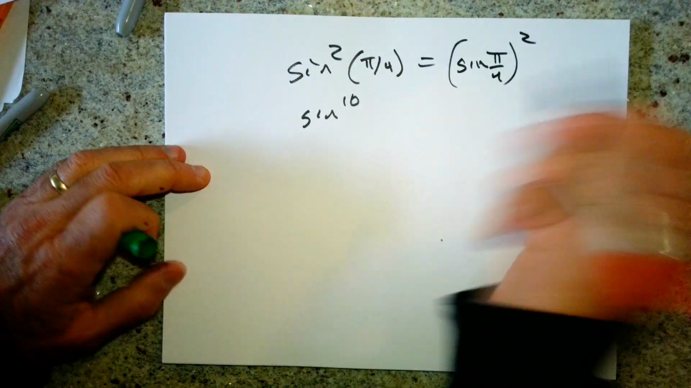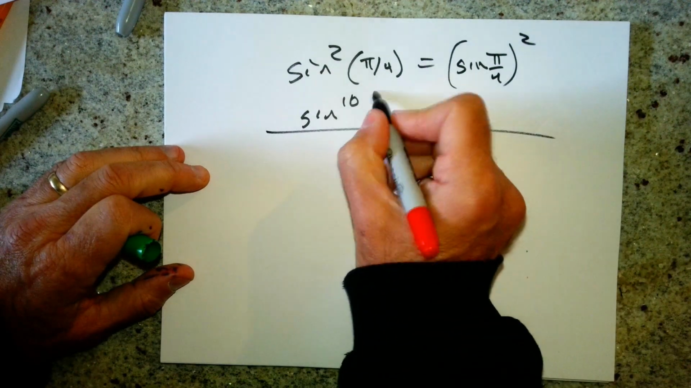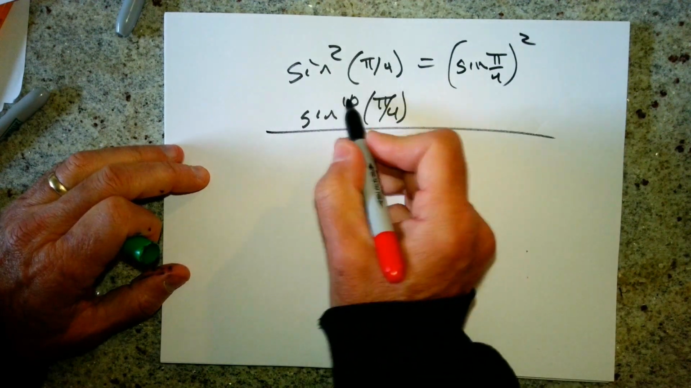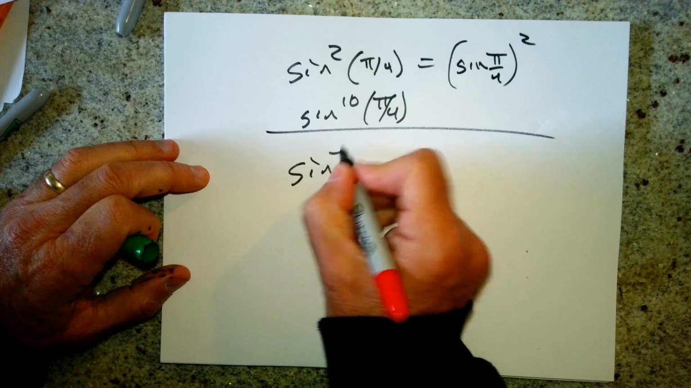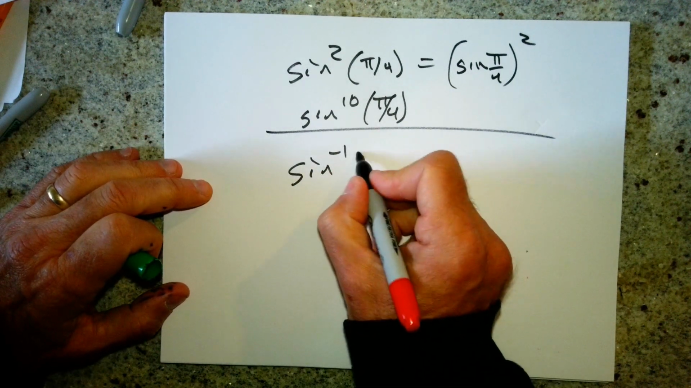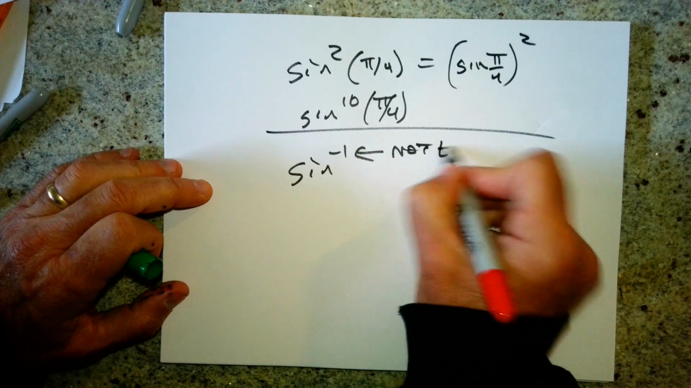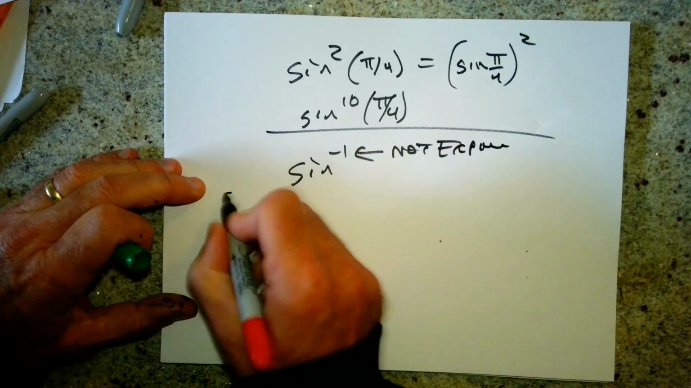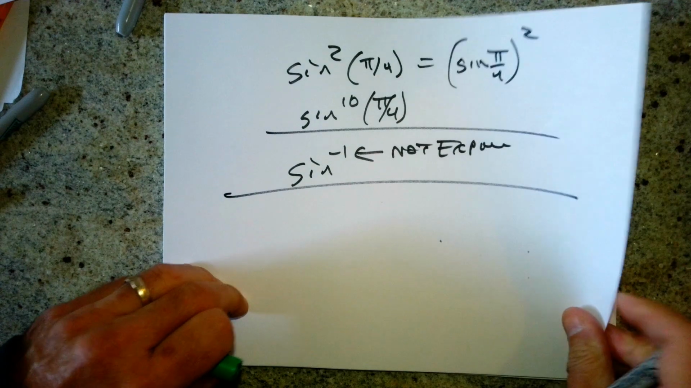Sine to the 10th of pi over 4, same thing. That's an exponent. But if you make that a -1, or in fact I think any negative number, it's not an exponent anymore. It means inverse. Okay, so let's look at this notation and get a handle on it.